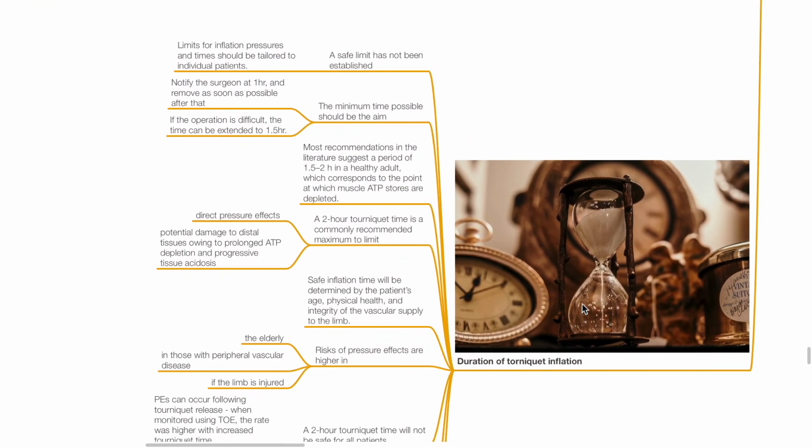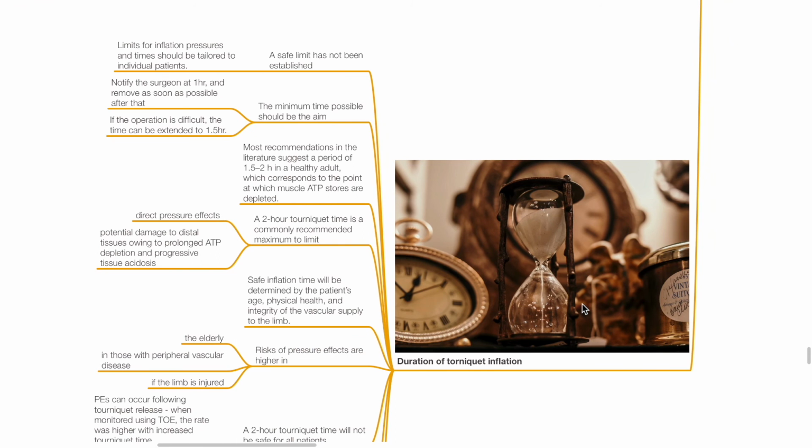Duration of tourniquet inflation. A safe limit has not been established. Limits for inflation pressures and times should be tailored to individual patients. The minimum time possible should be the aim. Notify the surgeon at 1 hour and remove as soon as possible after that. If the operation is difficult, the time can be extended to 1.5 hours.